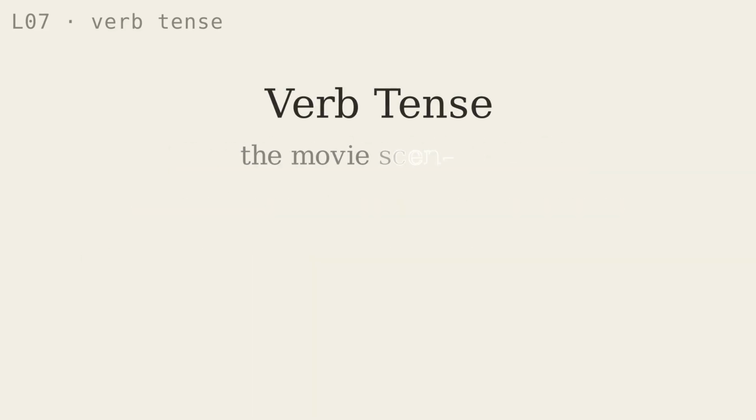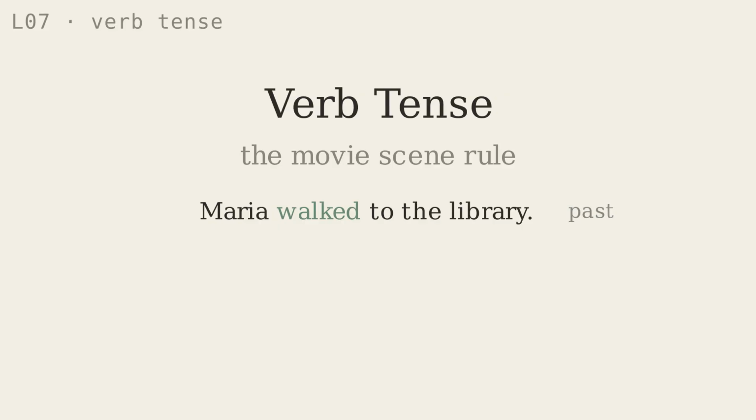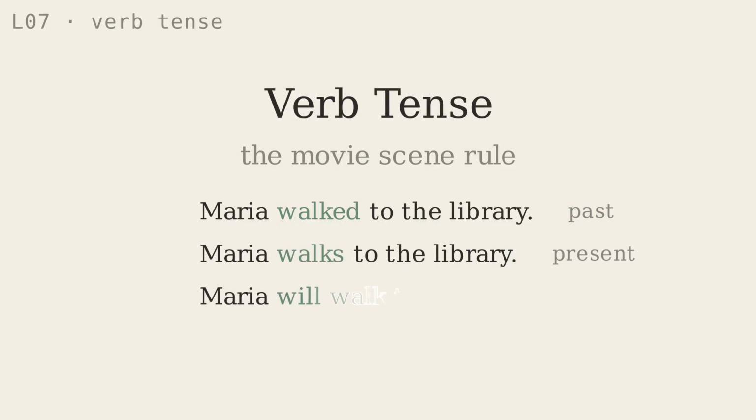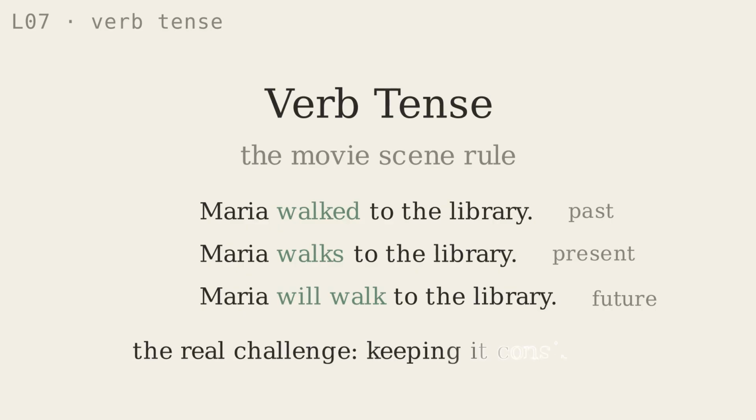It may happen in the past. It may be happening now. Or it may happen in the future. For example, Maria walked to the library. That action happened in the past. Maria walks to the library. That action happens regularly in the present. Maria will walk to the library. That action will happen in the future. Usually, choosing the tense is not difficult. The real challenge is keeping the tense consistent.